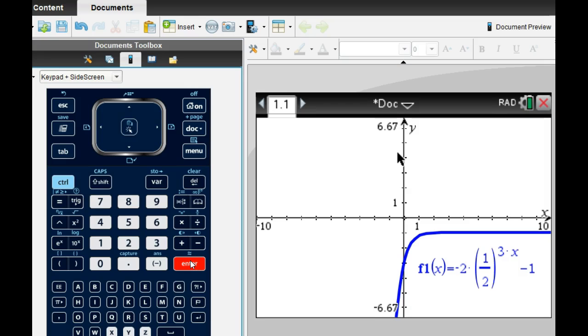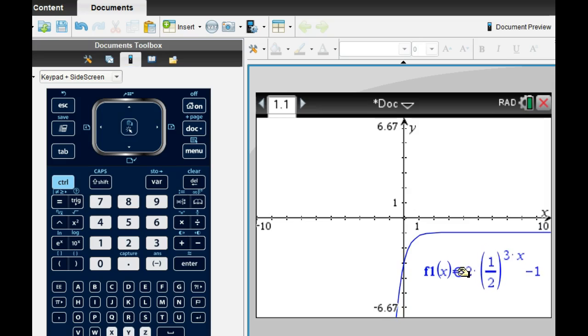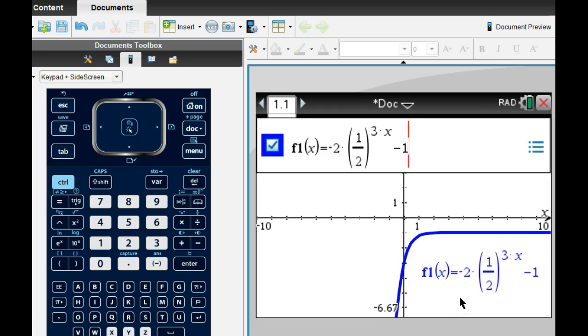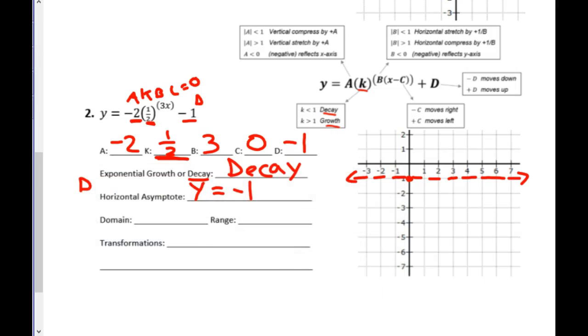Hit enter. Does everyone see that the graph is below the asymptote? Okay, it's on the bottom. That's because our A value has a negative right there, -2, right? It flips it over the x-axis.